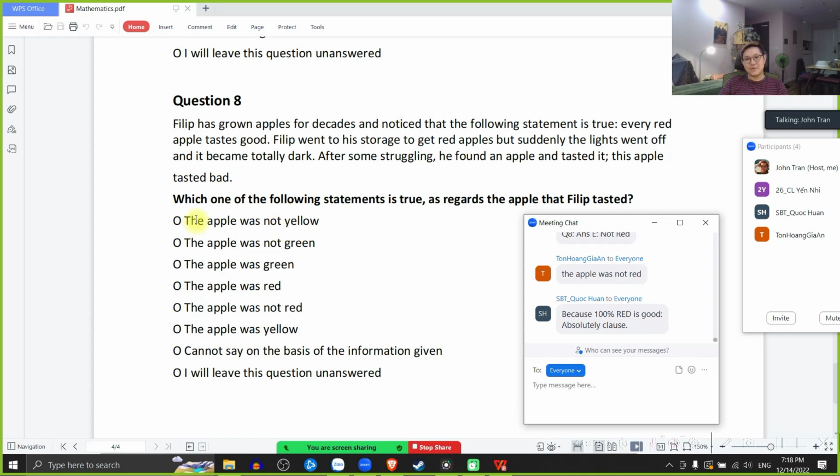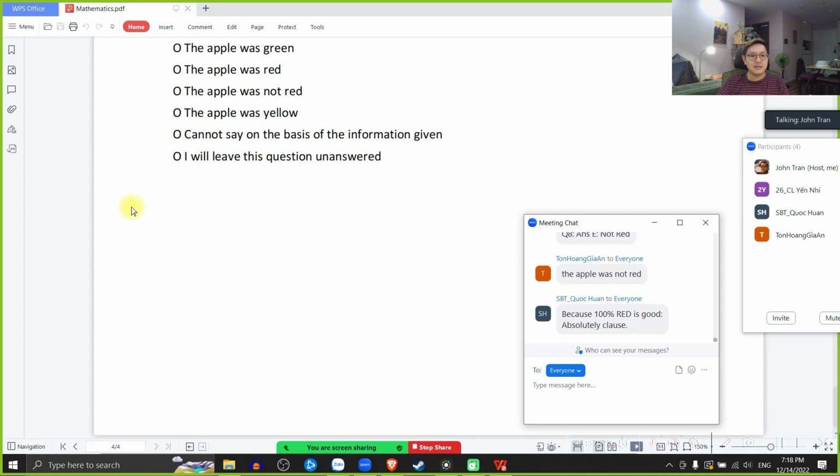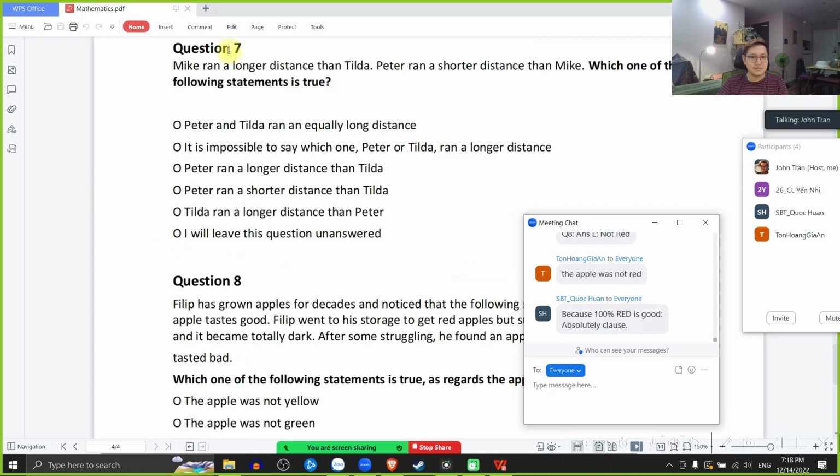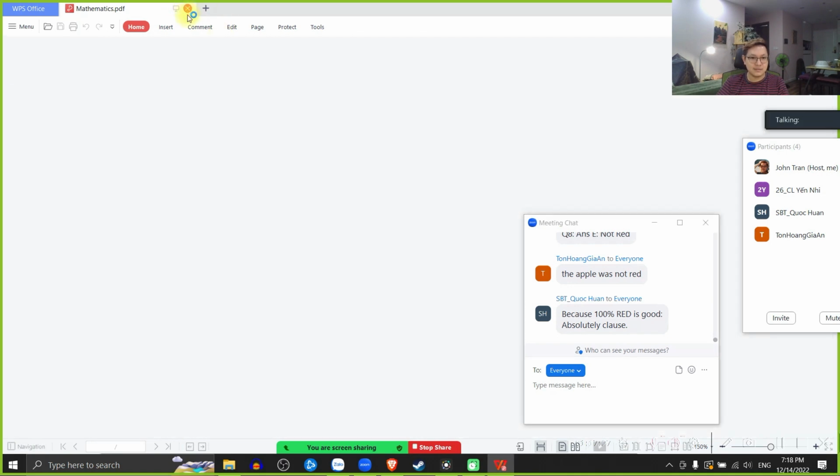Except for the case of Snow White and the Seven Dwarfs, where the red apple contained the poison, it would not taste good. Okay. Oh, that's the end of the file. That's it.